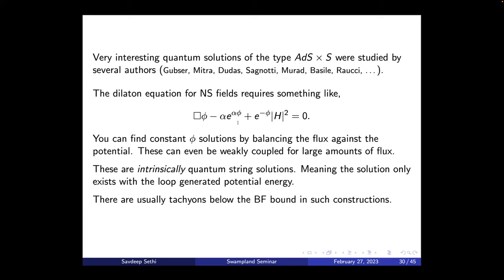Meaning, if we turn off this potential, there's no classical string solution to start with. There's no AdS cross S classically. The AdS cross S only exists from balancing one loop against tree level. And it's a case where there should be some kind of string perturbation theory around the resulting background. What typically happens in these backgrounds is that you find tachyons below the BF bound. And one can try to get rid of them by quotienting or doing something, but they seem to be there, at least in initial attempts.